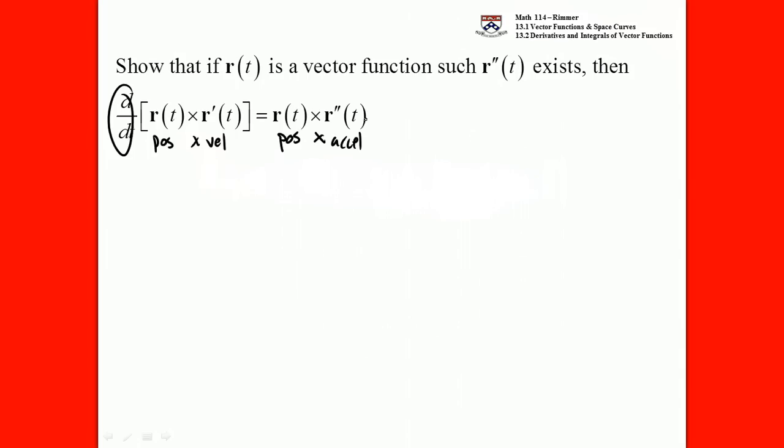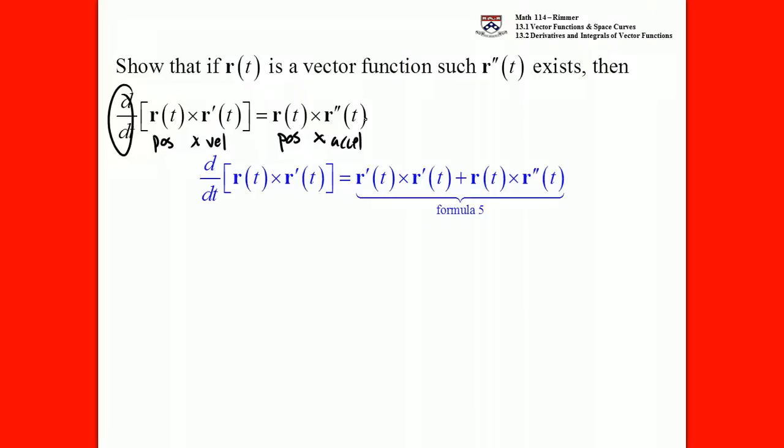Well, let's see why that would be true. Let's deal with the left-hand side. The derivative of a cross product uses the product rule. Take the derivative of the first, cross with the second, plus the first, cross with the derivative of the second. So we're just dealing with this guy here and using the product rule on it.